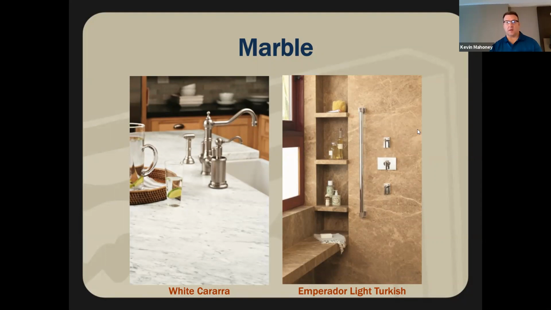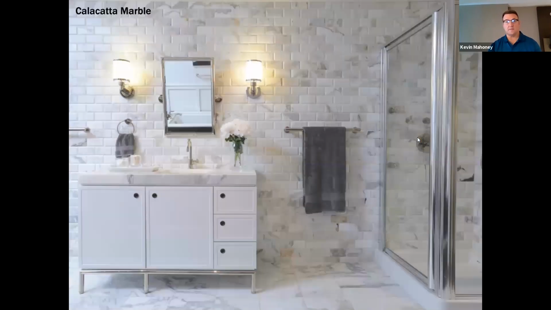Here's an Emperador Light Turkish brown marble. People a lot of times just think of marble as white, but we can get in those brown and beige colorways too. This is a wonderful Calcutta marble, floor tiles, subway tiles on the walls with a beveled edge, in a shower. It can work in wet environments, inside.